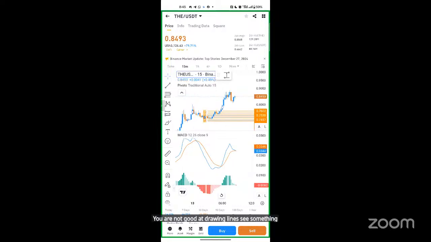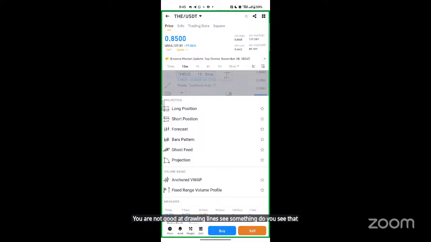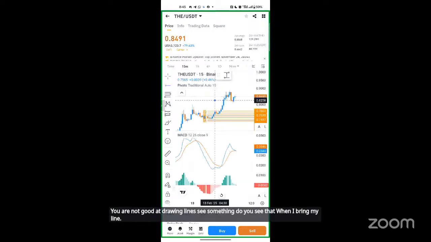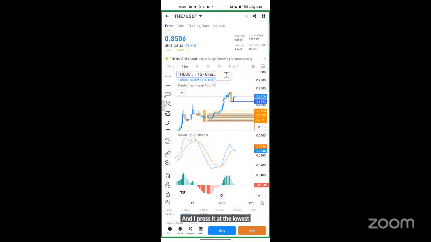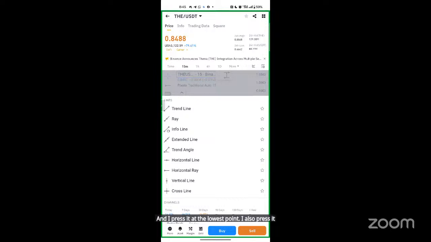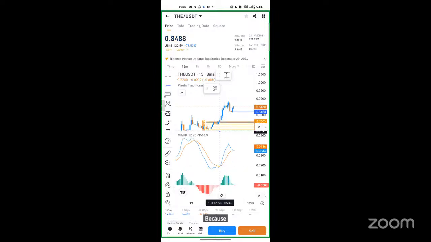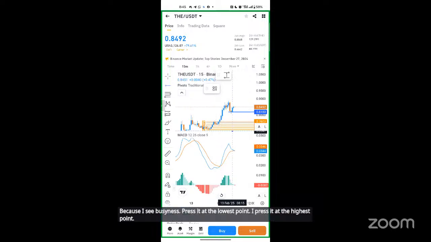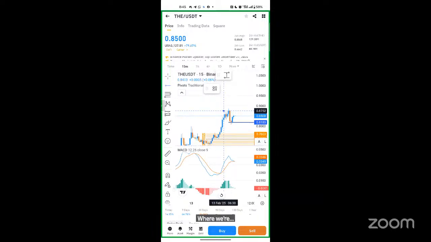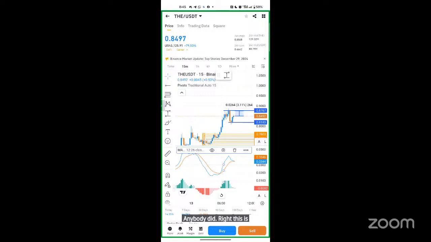See something. When I bring my line, I press it at the lowest point, and I also press it at the highest point. Then I bring my price range from here. This is a lagging indicator. It does not show what is happening in real time.